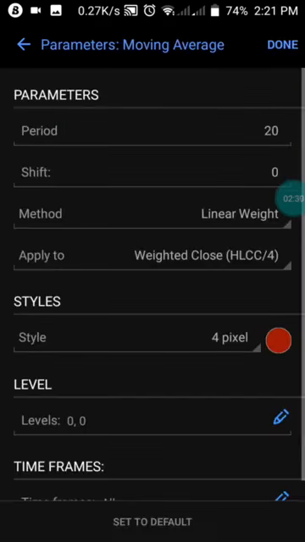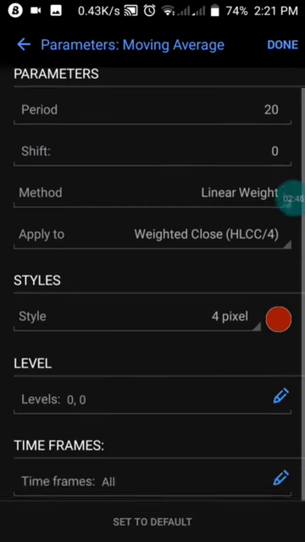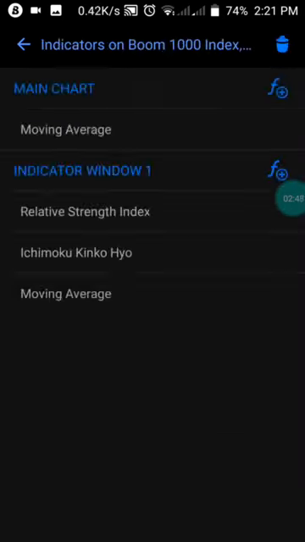We have the last one, which is the moving average, the period of 20, shift of 0, and the method to be linear weighted. You see, just screenshot this and you have it. You have the same settings on your phone.